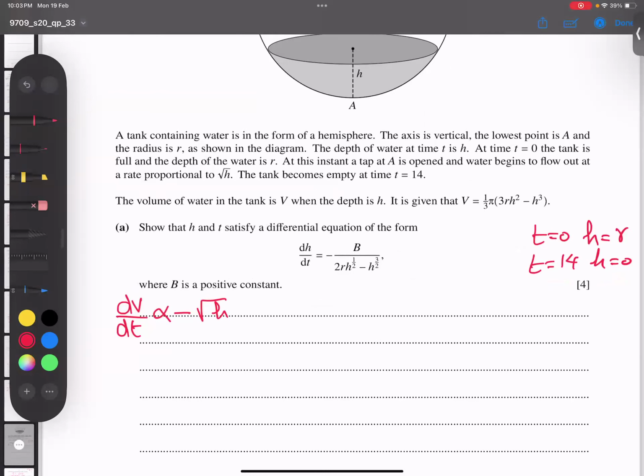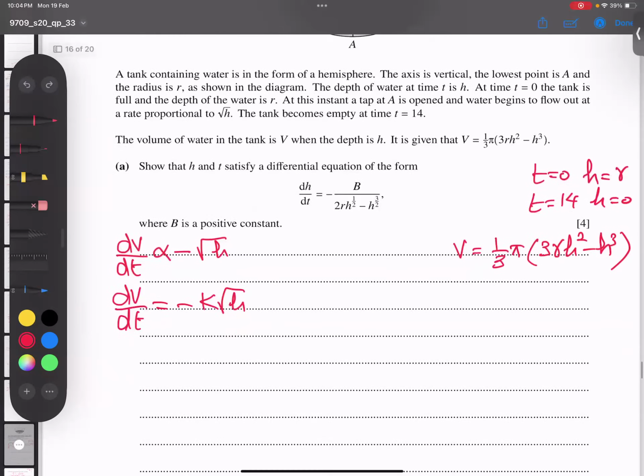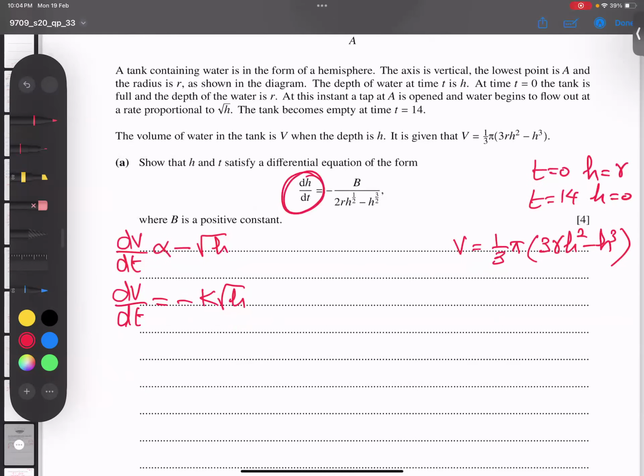Further, he has given us this connection. The volume is given as 1/3 pi (3rh square minus h cube). All right, and what is the target to prove? Keep your eye on the left-hand side. Whenever we remove the proportionality, dV/dt is equal to negative k times root of h. This connection we got, and keep it aside here. And now what is my target to prove?